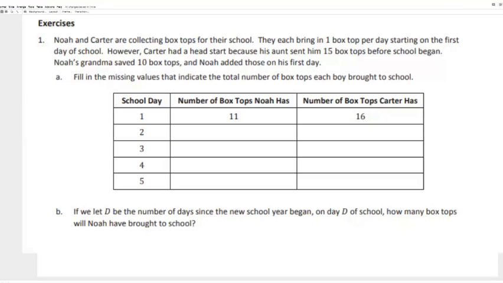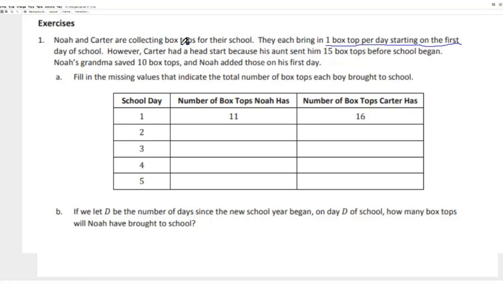All right, hello students. Let's go over one more example. Let's change up the example here and go to exercise 1. It says Noah and Carter are collecting box tops for their school. They each bring 1 box top per day. So here we go, an important piece of information. Just go and underline it: 1 box top per day, starting on the first day.